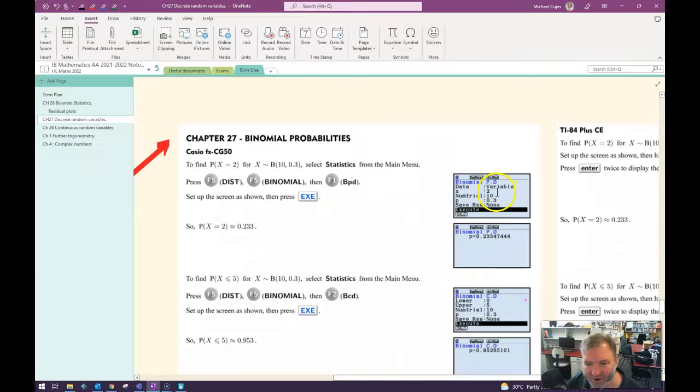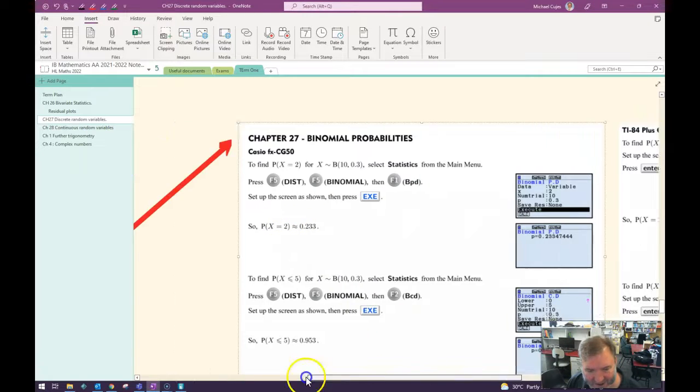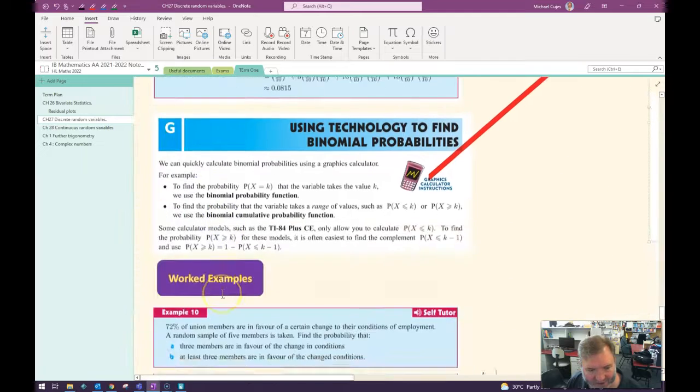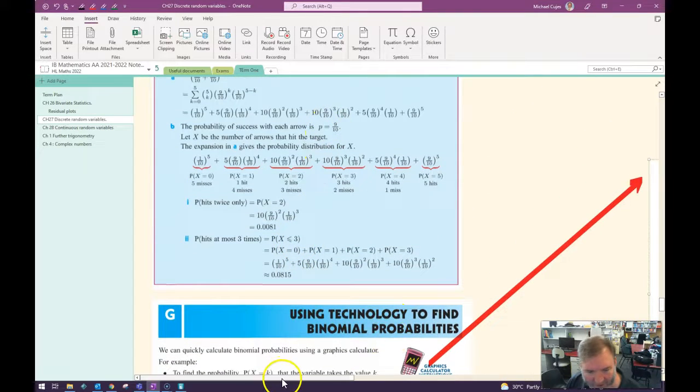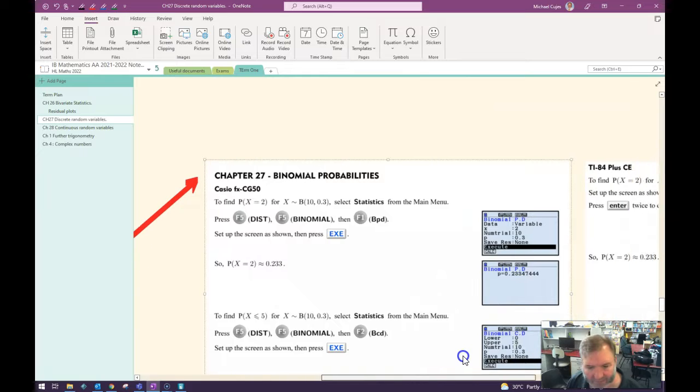The data is a variable. I wanted 2, the number of trials was 10, the probability of a success was 0.3, and there would be my result. That's obviously not matching up to the example we just did, which was different, but you get the idea. Because we don't have 0.3 up there.